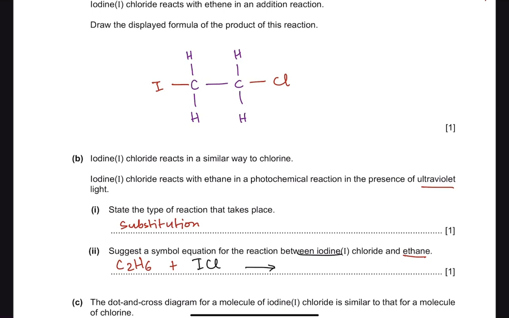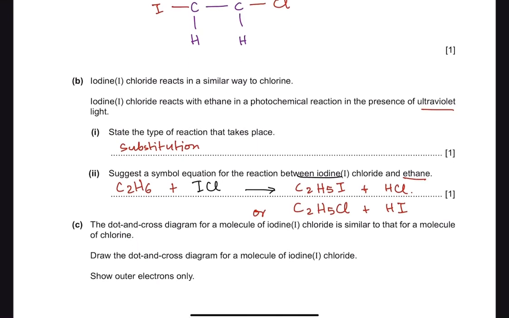So what you do is, you remove one hydrogen, C2H5, and iodine replaces the hydrogen and the other hydrogen goes away with chlorine, HCl, hydrogen chloride. If you want to change it, you can also write it like this. You can replace the hydrogen by a chlorine or make HI. Both are okay, both should be acceptable. The point is, one hydrogen is substituted.